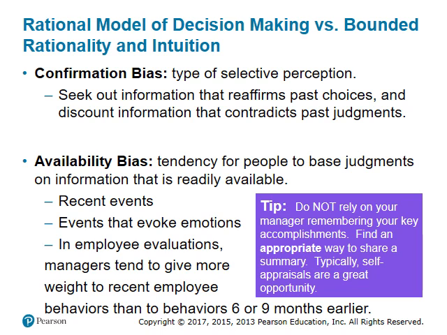A third bias is confirmation bias. It is a type of selective perception. Here, we seek out information that reaffirms past choices and discount information that contradicts past judgments.